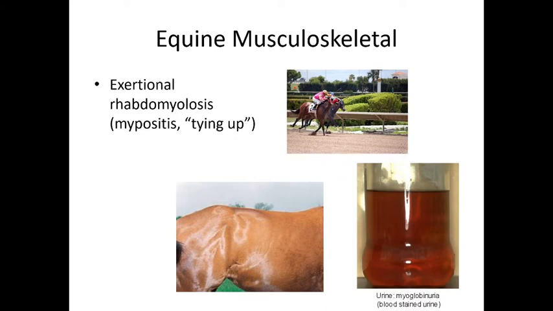Their muscles won't be able to release the lactic acid, and it will build up in the muscles. It will actually start to damage the muscles and eat away at the muscles. So it'll cause a blood-stained urine because the myoglobin that has been broken down goes through the kidneys, and you see this blood-stained urine. Their muscles will be completely contracted. They won't be able to relax their muscles at all. It's very, very painful. So that's what's called tying up, exertional rhabdomyolysis.